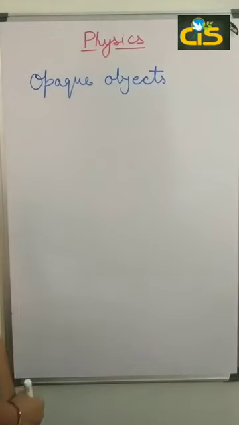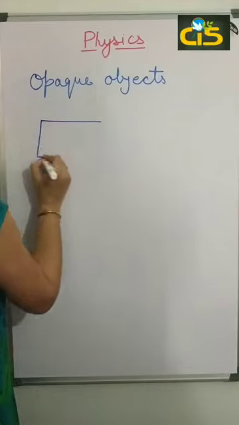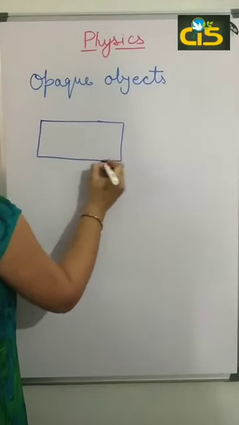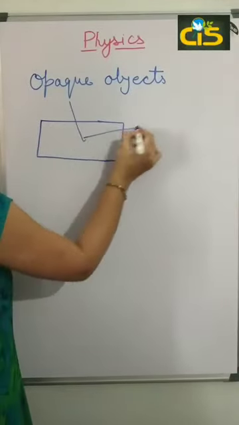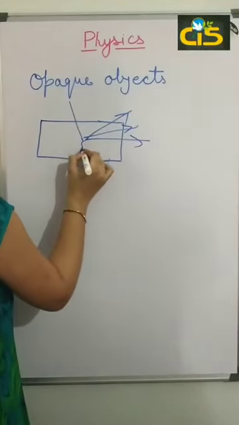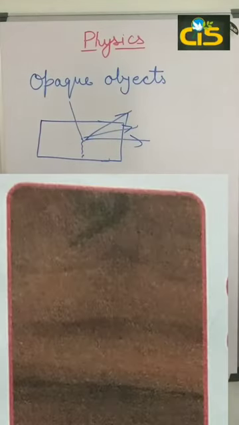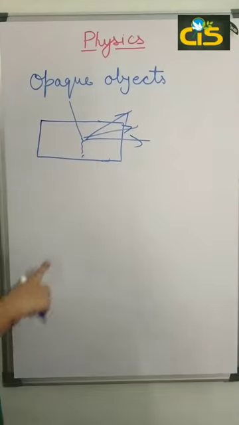Now, what are opaque objects? Just see here. An opaque object scatters all of the light and absorbs only a very small part of the light. These are called opaque objects. Just see the examples here: steel table, wooden box. These all are examples of opaque objects.